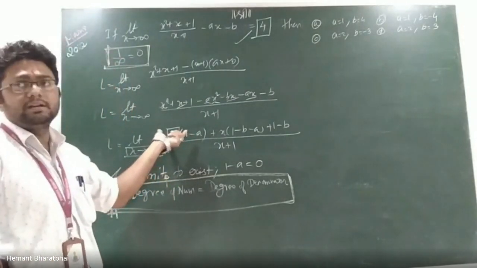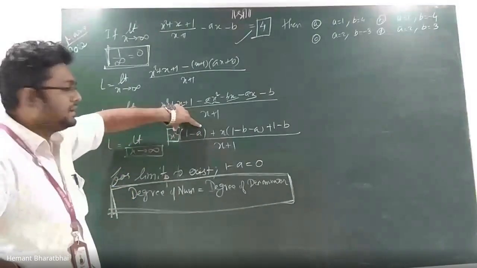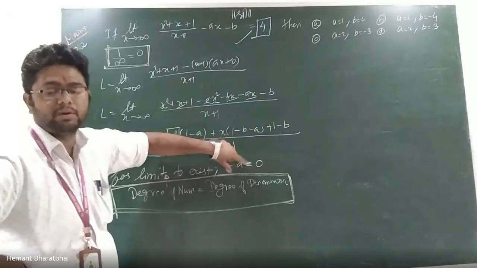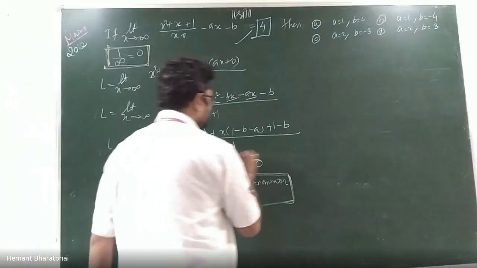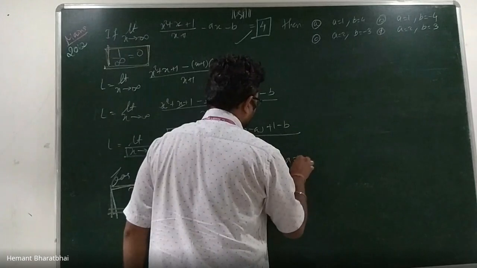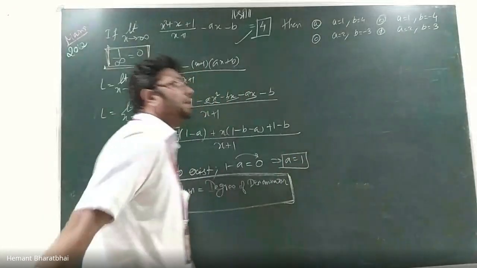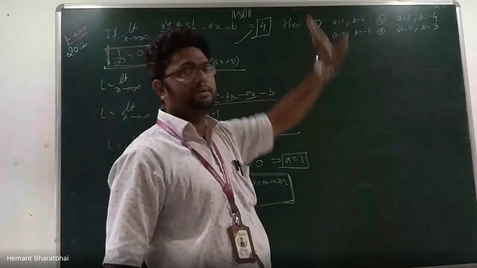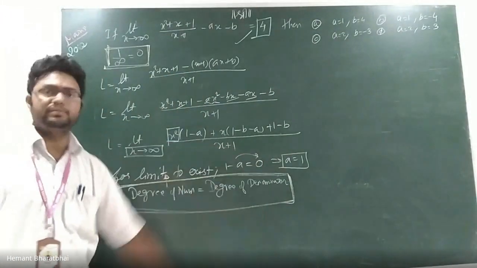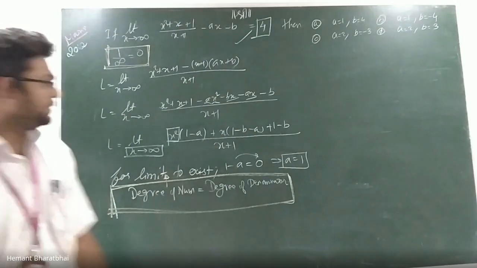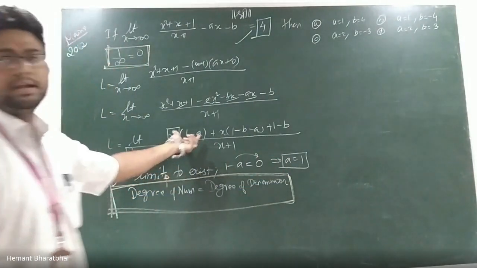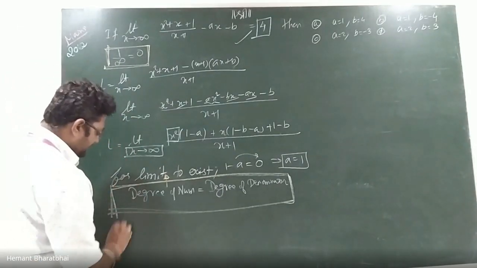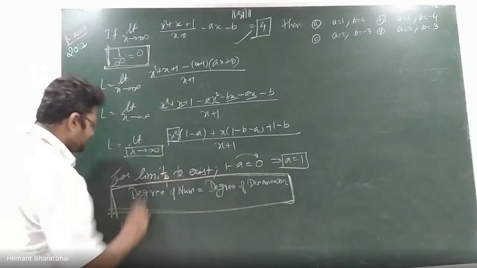Okay. So, again coming back to this, the degree of numerator in this case is greater, so only if this x square term is 0, the limit will exist, which means my 1 minus a should be equal to 0, which means a is equal to 1. So from here, either option A or option B is my answer because I've got a equal to 1. If and only if a is equal to 1, my limit will exist. So we consider that the limit exists, which means this term is not there.